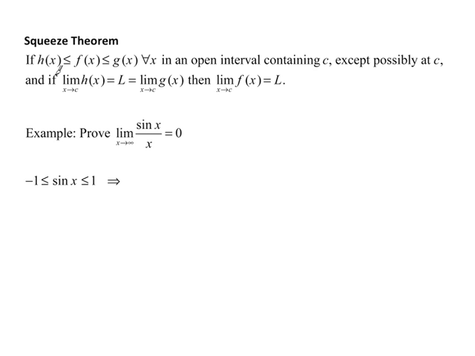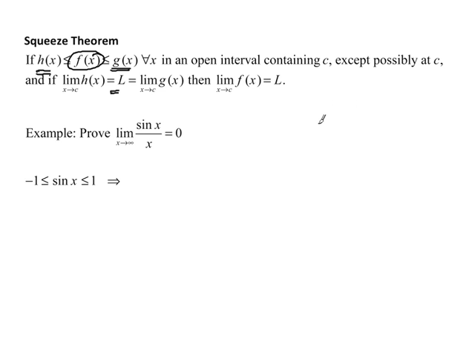So if h of x is less than or equal to f of x, which is less than or equal to g of x for all x in an open interval containing c, except possibly at c. So this is true except for possibly what's going on at c. And if the limit as x approaches c of h of x is L, and the limit as x approaches c of g of x is also L, so the limits of h of x and g of x as we approach c are both equal to L, then the limit as x approaches c of f of x is also L. This guy in the middle is L. What's happening is the squeeze theorem, we're squeezing it in.